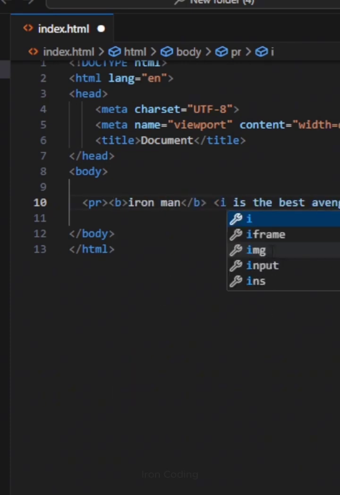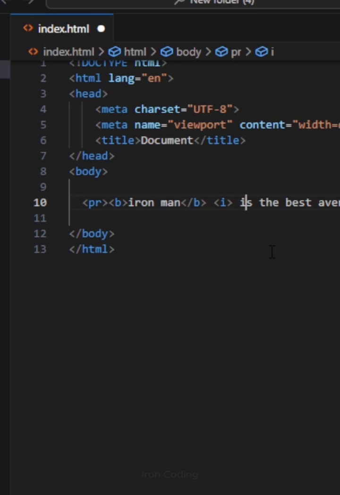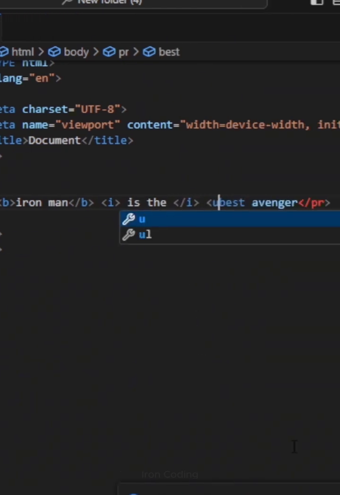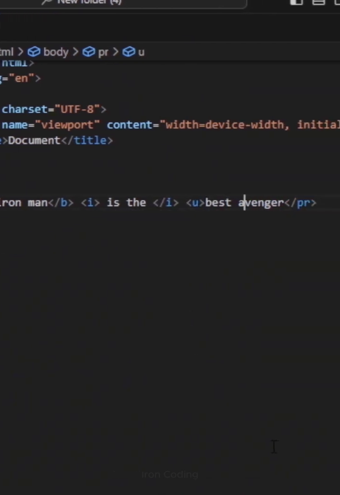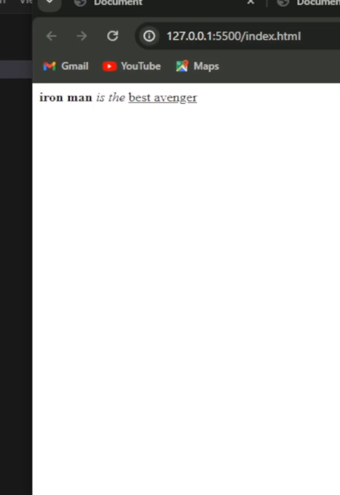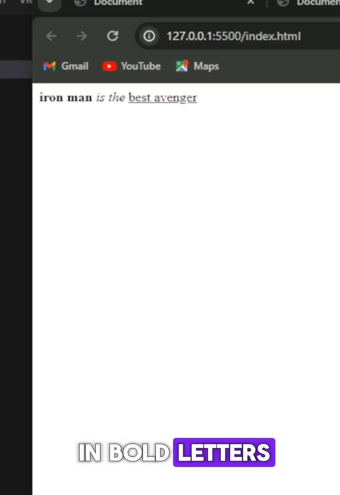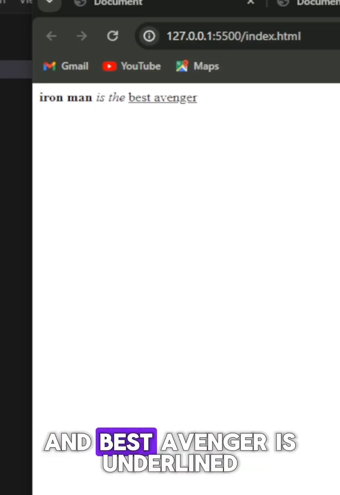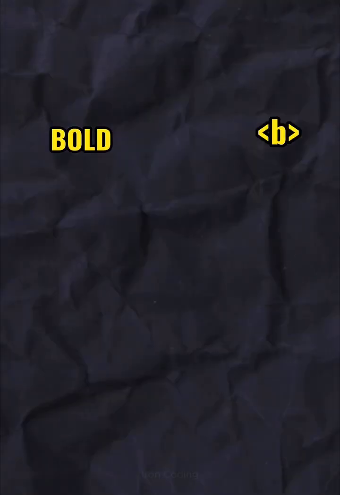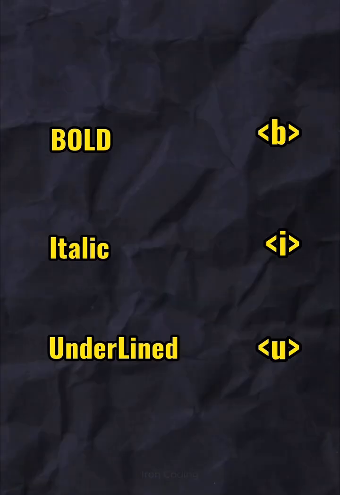And if we want "is the" in italic, then write "is the" between italic tag like this. And "best Avenger" should be underlined. Then write "best Avenger" between underline tag like this. See? Iron Man is in bold letters, "is the" in italic, and "best Avenger" is underlined. This is how, if we want to write any text in bold, italic, and underline, we can use these tags.